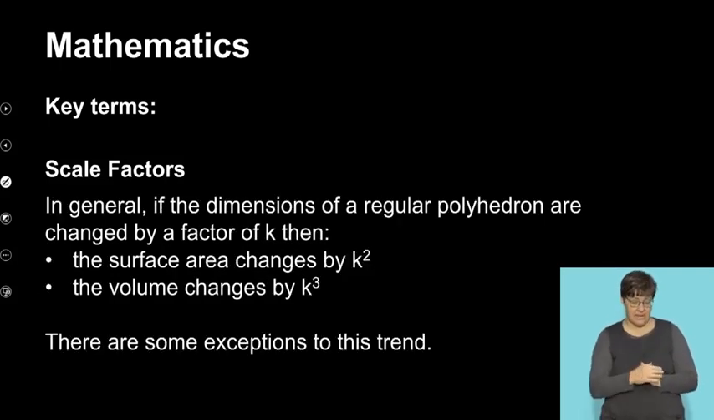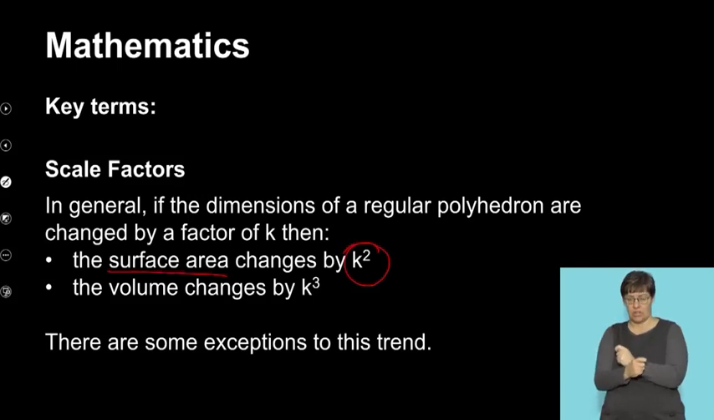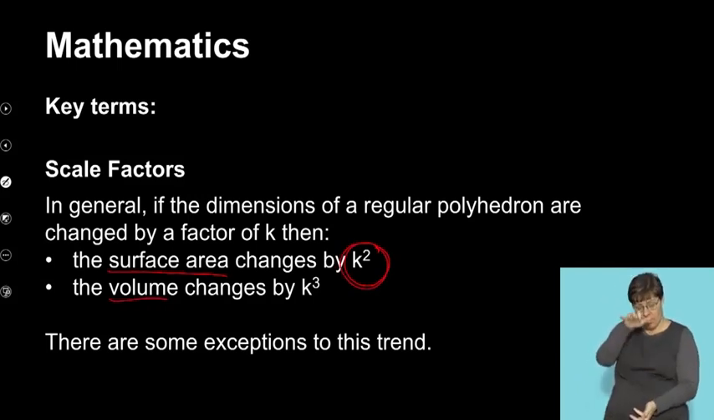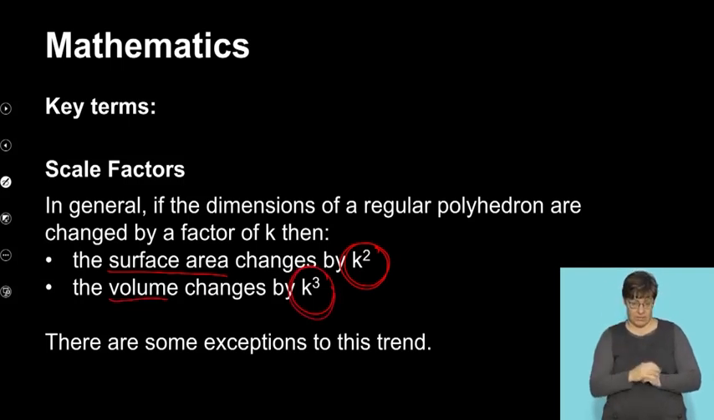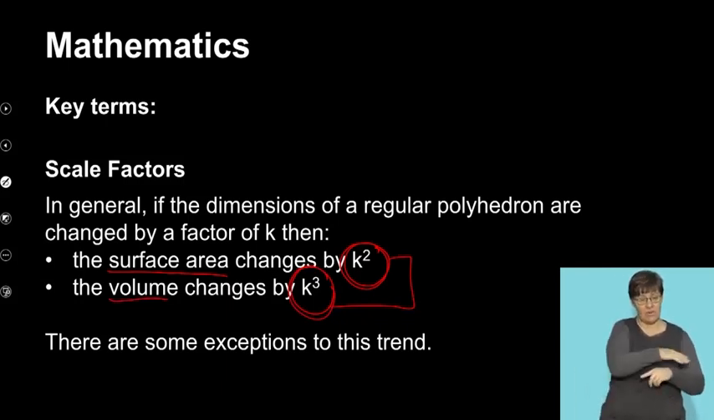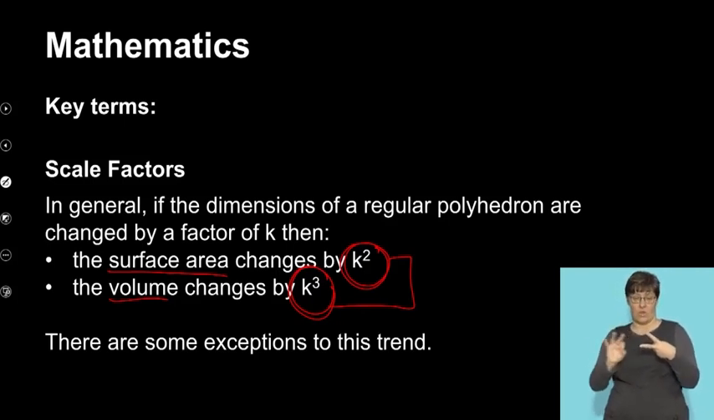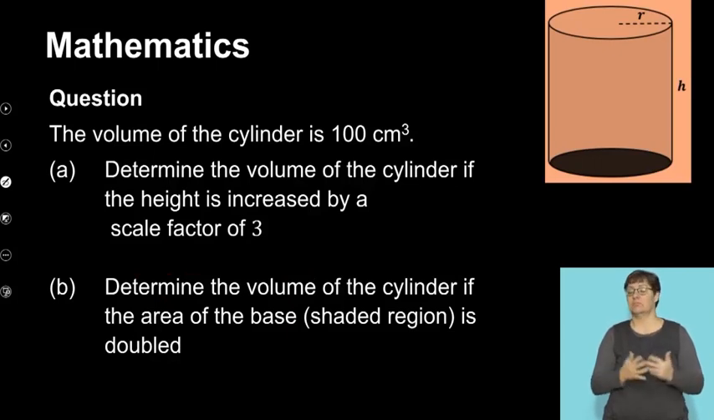Let's go to the next slide. So, in general, if the dimensions of a regular polyhedron are changed by a factor of K, then the surface area changes by K squared and the volume is changed by K cubed. So it's just important to keep these two at the back of your minds. When I have changed lengths by a scale factor of K, the surface area changes by K squared and the volume changes by K cubed. Please also just remember there are some exceptions to this trend. Cool. Let's have a look at our next example.